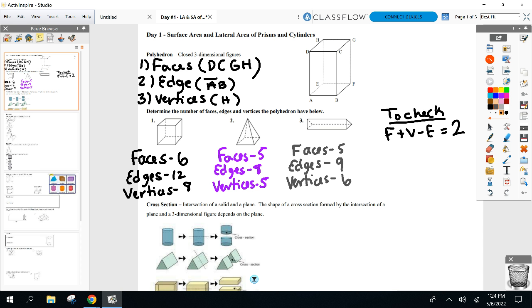You guys all good? Faces, edges, vertices before I go a little different topic here. We're all good? All right. Next up, cross section. You are going to cut one of these figures we've been talking about. Vertically, horizontally, diagonally, doesn't matter.